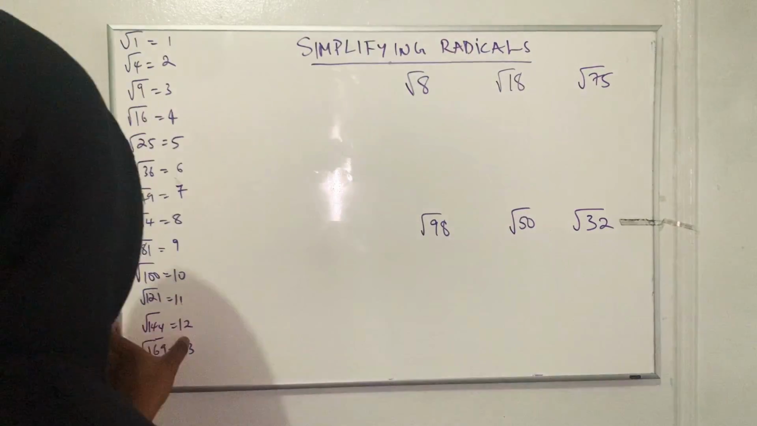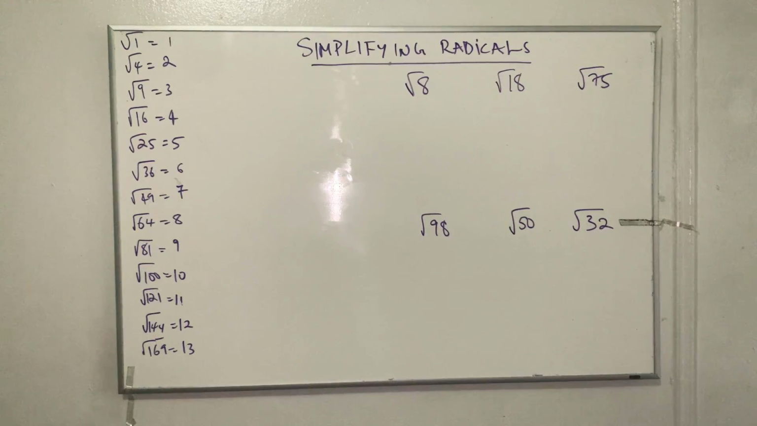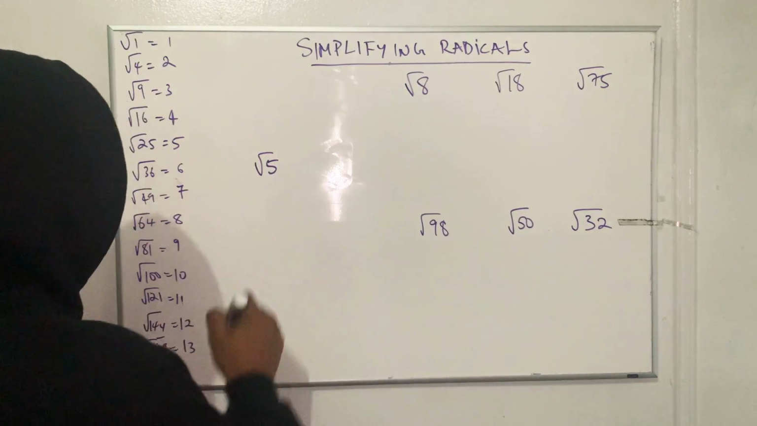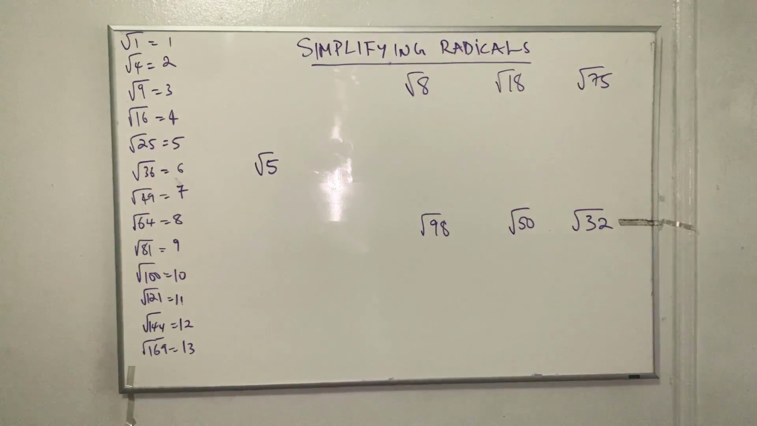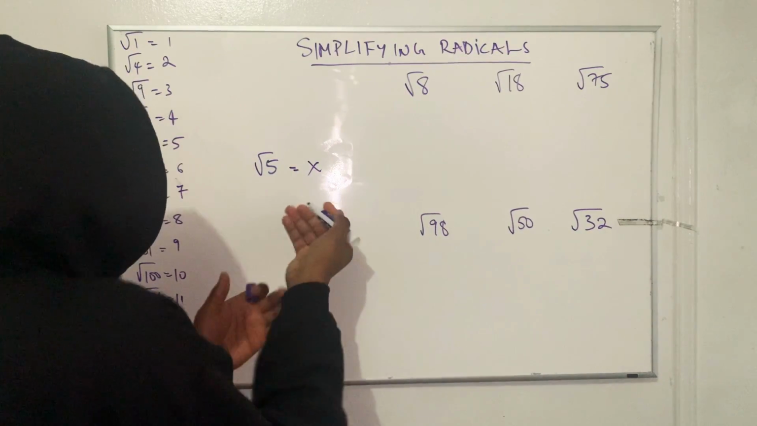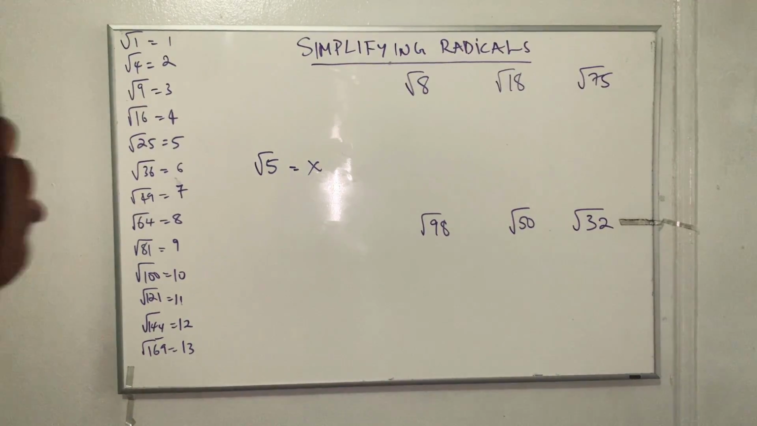These radicals that you see here are called perfect squares. They are called perfect squares because they are perfect. Now let me give you another one. Let's say you have the square root of 5. If you think about it very well, there's no number that multiplies itself that is going to give you 5. So this has no square root, which means it's not a perfect square.